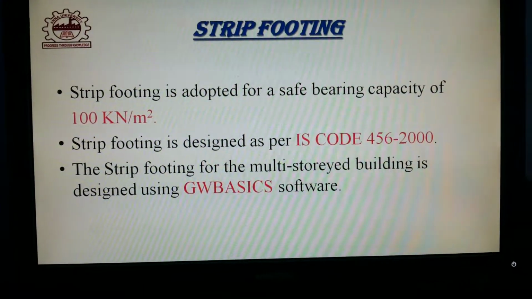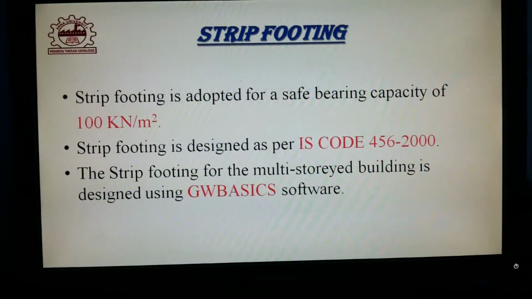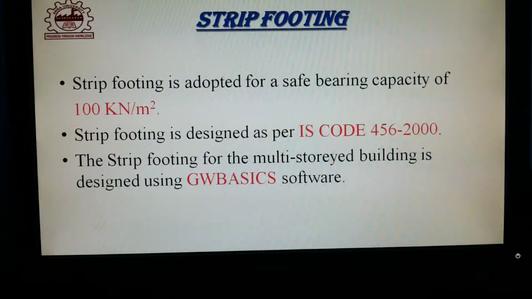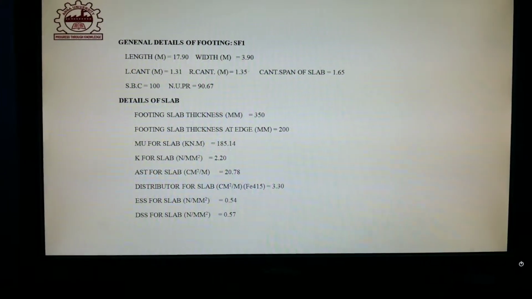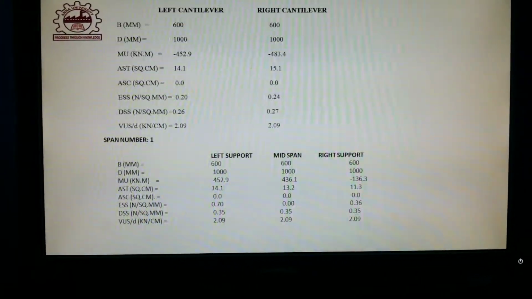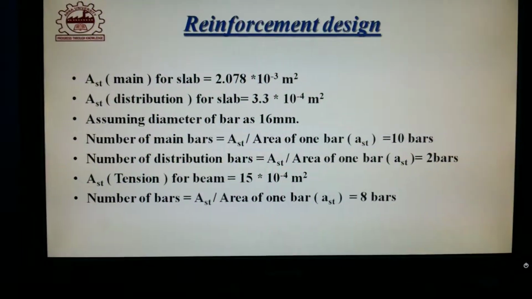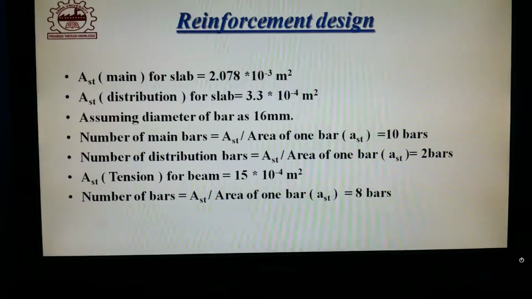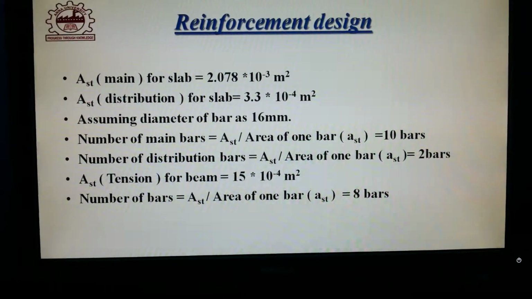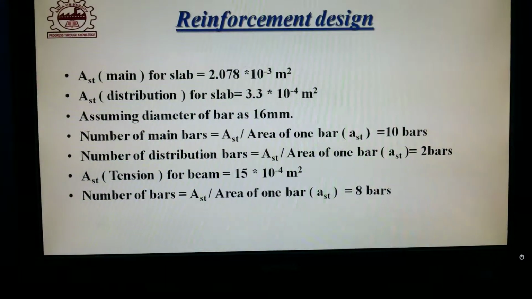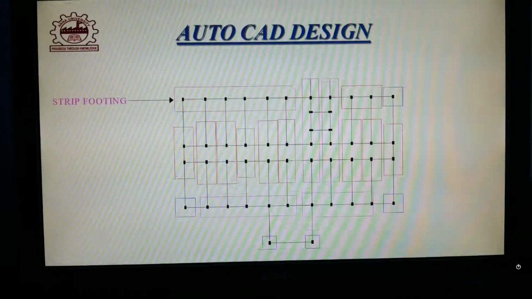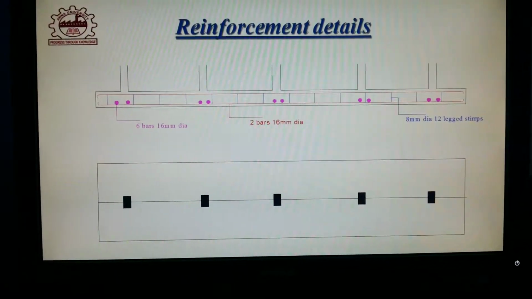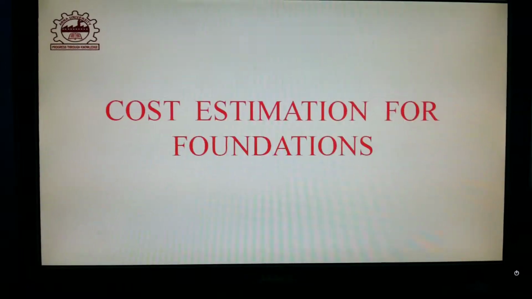Then comes the strip footing. Strip footing is also adopted for a safe bearing capacity of 100 kN per meter square. We have designed strip footing using GW Basic software. These are some of the results we obtained from GW Basic. And this slide shows the reinforcement design for strip footing. 10 bars are used as main bars and 2 bars are used as distribution bars. This slide shows the AutoCAD design of the strip footing. This slide shows the reinforcement details for the strip footing.